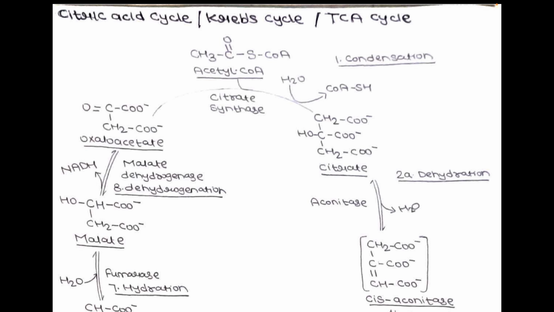Step 5. Substrate level phosphorylation, succinyl coenzyme A to succinate by succinyl coenzyme A synthase. Step 6. Dehydrogenation from succinate to fumarate by succinate dehydrogenase. Step 7. Hydration from fumarate to malate by fumarase. And last, step 8. Dehydrogenation from malate to oxaloacetate by malate dehydrogenase. Per turn we got 3 NADH, 1 FADH₂, 1 GTP and 2 carbon dioxide. Per glucose, just double it.